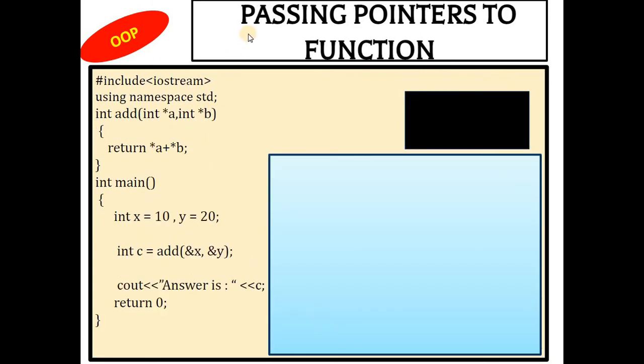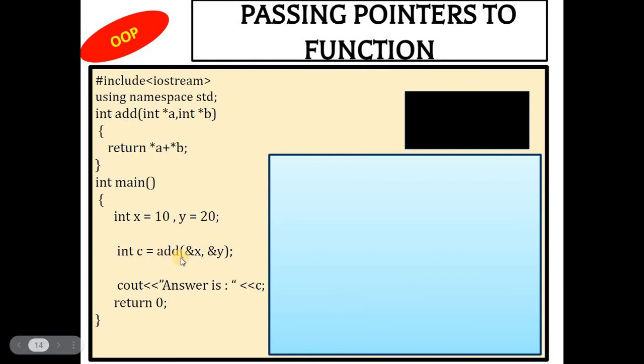Now how do you pass a pointer to a function? Passing a pointer to a function acts as a call by reference. See this add function, where instead of integer a and b we have written *a and *b. This is written so that a and b are pointers which will store the address of whatever arguments are passed to a and b. So when we are adding the two values, we should add the value of a and the value of b. That is why we are writing *a and *b over here.